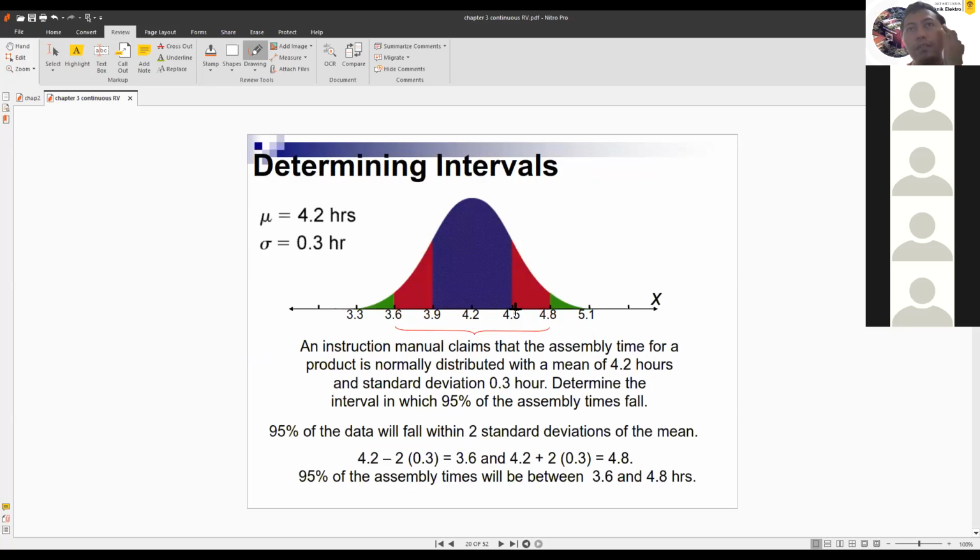We have an exercise here. Let's say the mean of the population is 4.2 hours and the standard deviation is 0.3. We have a problem here. An instruction manual claims that the assembly time for a product is normally distributed with a mean of 4.2 hours and a standard deviation of 0.3 hours. Determine the interval in which 95% of the assembly times fall.